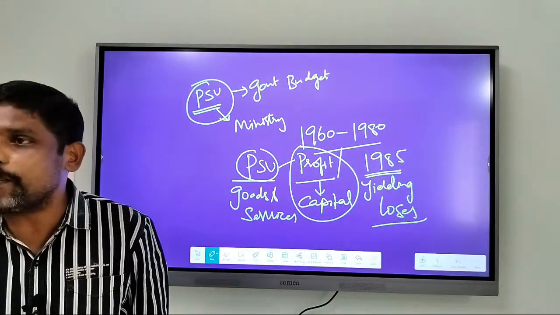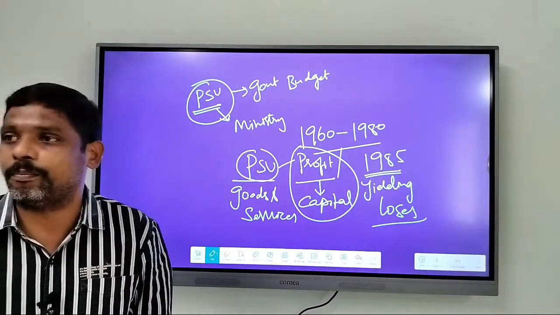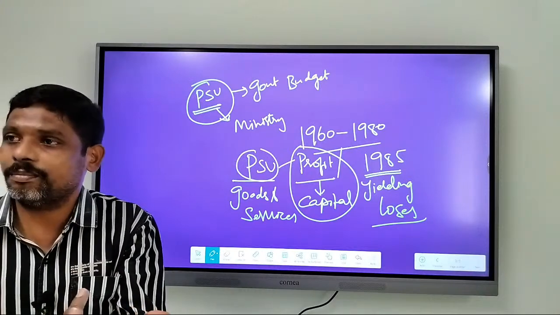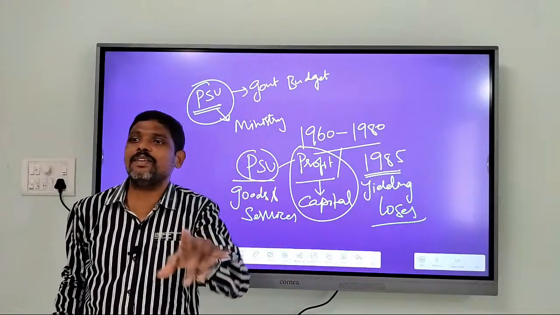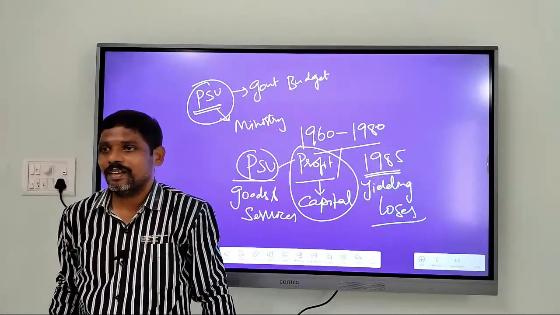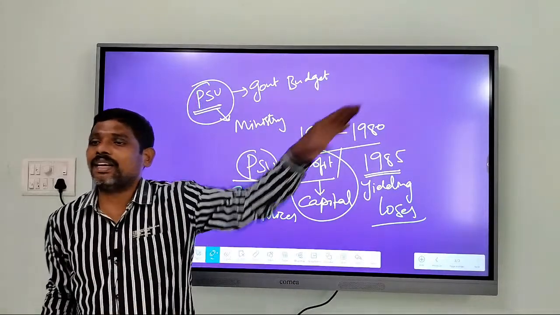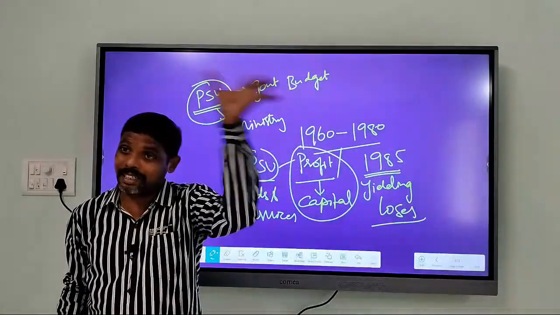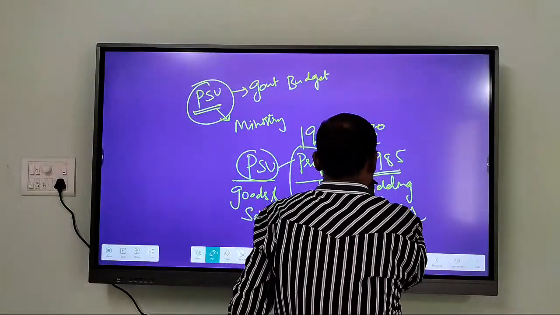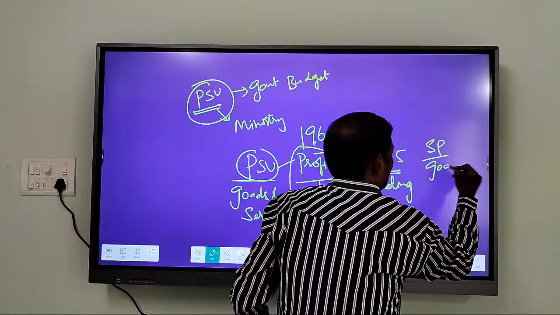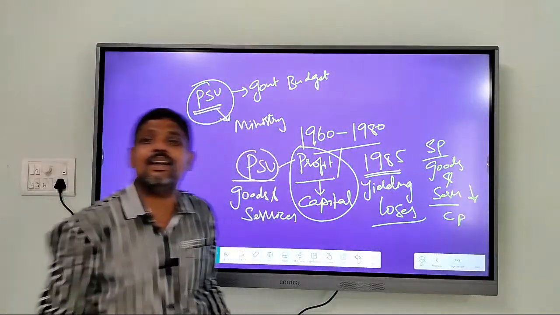It is. Instead of generating profits, they made losses and made the government fund them. When losses are incurred, normally if you go to your mathematics, losses come when the selling price is less than the cost price. The prices of goods and services were less than the cost of production. Now there is a big reason for this. The selling price of these goods and services is less than the cost price. Because of this, losses are made.